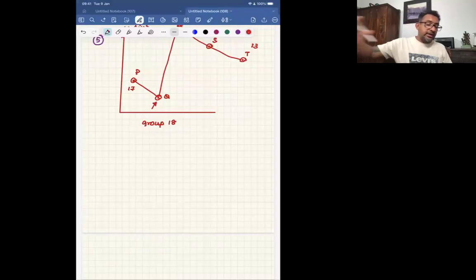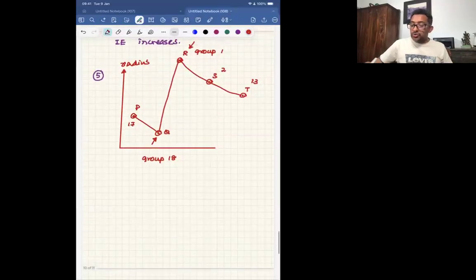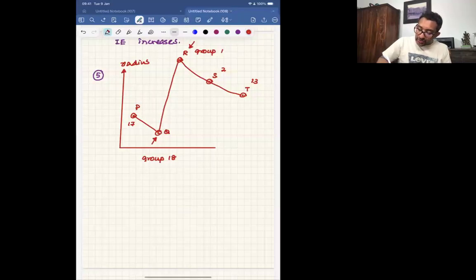Across the period, radius decreases. Give reasons as to which group the element R belongs to. R belongs to group 1 because it shows the maximum radius in this. Minimum, so Q is the minimum.